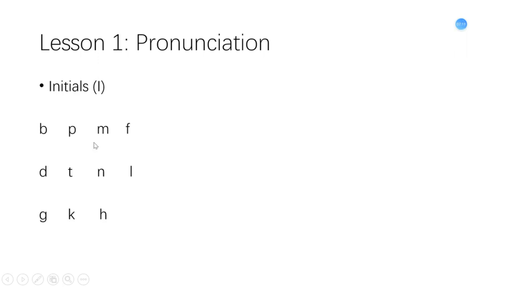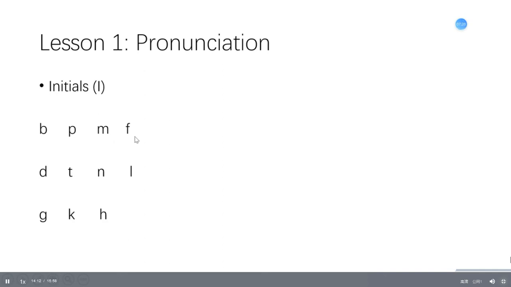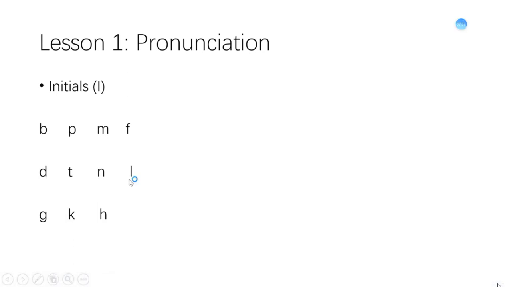Please try to read after me. Bo, po, mo, fo. Okay, let's read again. Bo, po, mo, fo. Okay, second line. De, te, ne, le. Okay, again. De, te, ne, le. Okay, the last line. Ge, ke, he. Okay. Ge, ke, he.